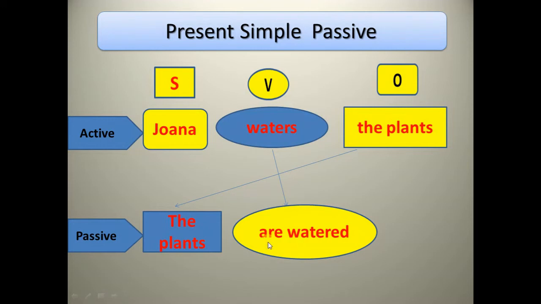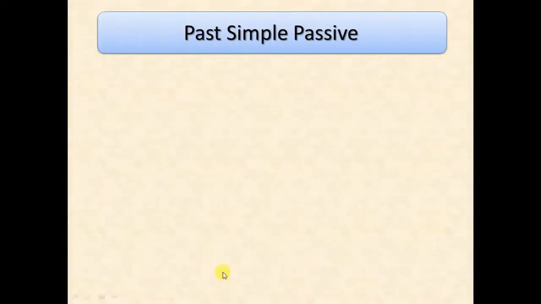Here the verb is in the present simple, which means the verb be, and the past participle of the main verb. This is the main verb. And then we include the agent, which is by Joanna. So, the plants are watered by Joanna. Okay, this was the present simple. Now let's see the past simple passive.